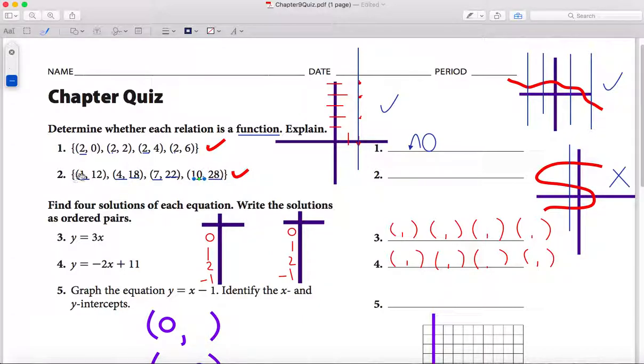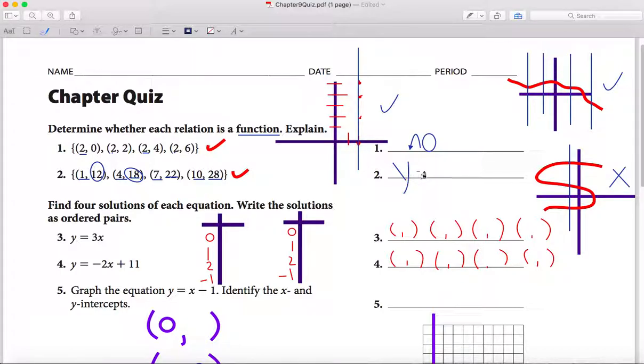Okay, so I can see 1 goes to 12 and there's no other 1s in the relation, and there's no other 4s, so none of the domains repeat each other. Okay, it doesn't matter if the ranges repeat. That's okay if 1 goes to 12 and 4 also goes to 12, but it's not okay if 2 goes to 0 and 2 also goes to 2. So for number 2, we would say yes. Okay, yes, it is a function.